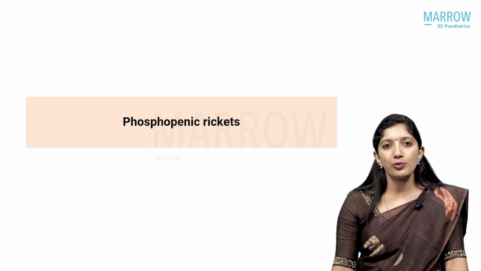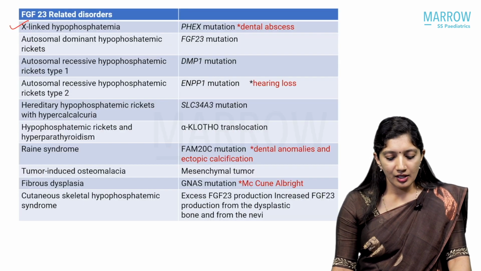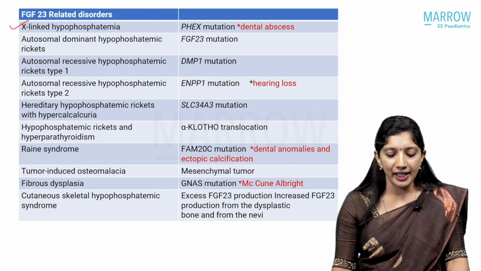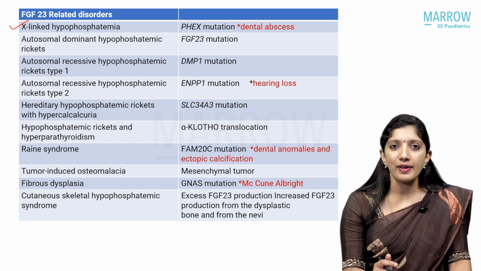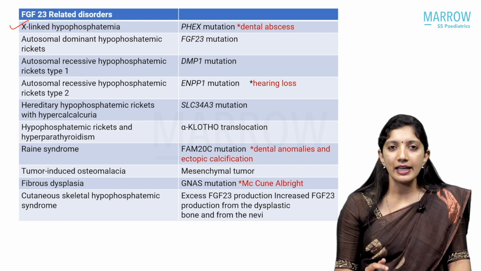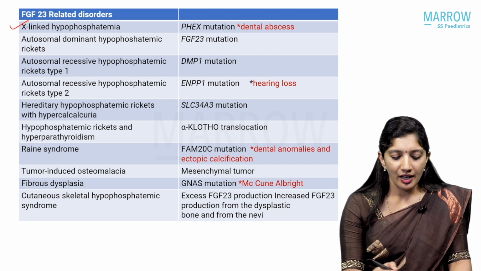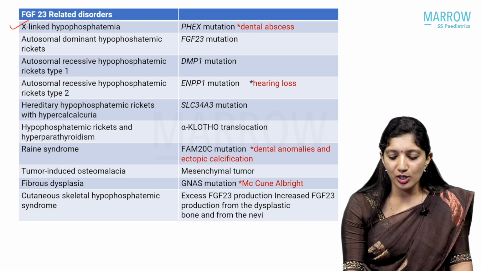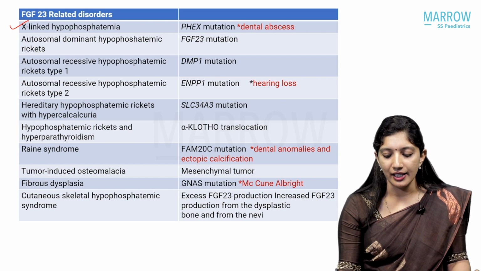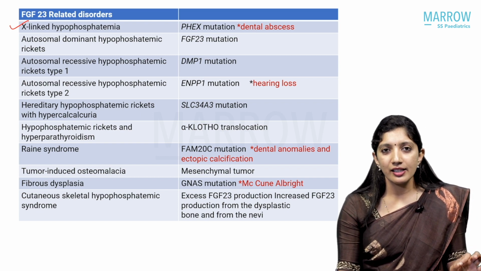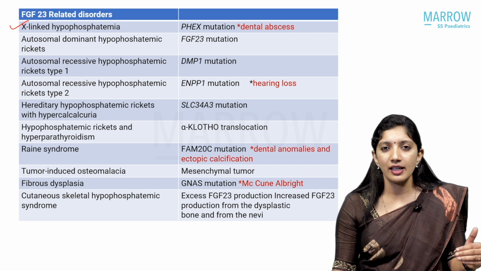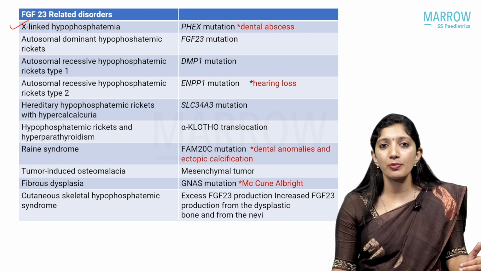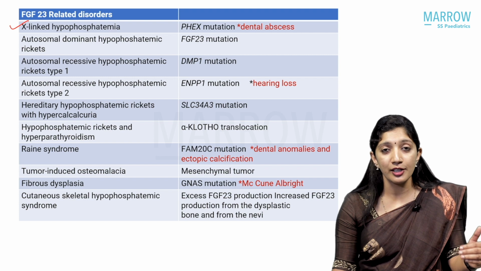So now we move on to phosphopenic rickets. The causes of phosphopenic rickets are mainly FGF23 related disorders. And the common factor in all these disorders is an FGF23 excess. X-linked hypophosphatemia is due to a mutation in the PHEX gene. The PHEX mutation leads to excessive production of FGF23 at the level of bone or decreased inactivation of FGF23 at the bone. The exact mechanism of PHEX gene is unknown actually.